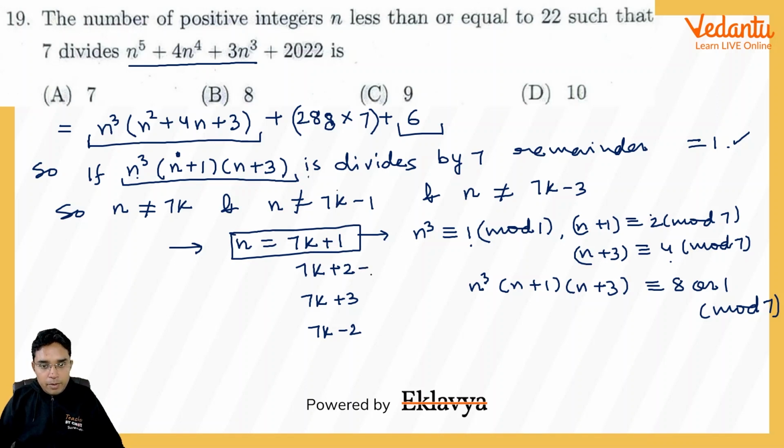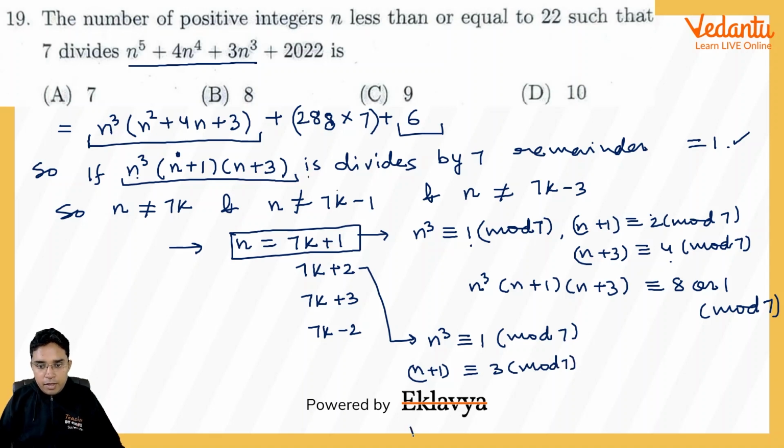Okay, now coming to this second one, 7k plus 2, then n cube will be congruent to I think 1 once again, because 2 cube is 8, so that will be 1 mod 7 actually. Okay. Then n plus 1, if you write, that will be congruent to, I think, 3 mod 7.